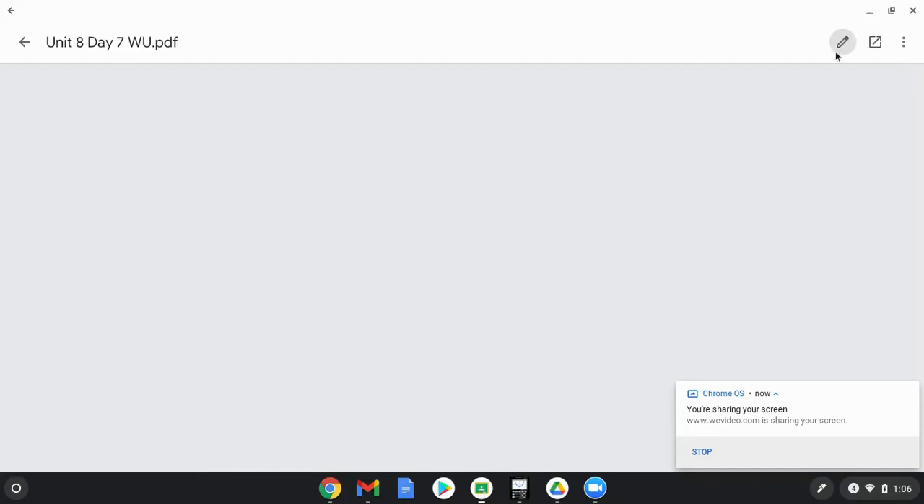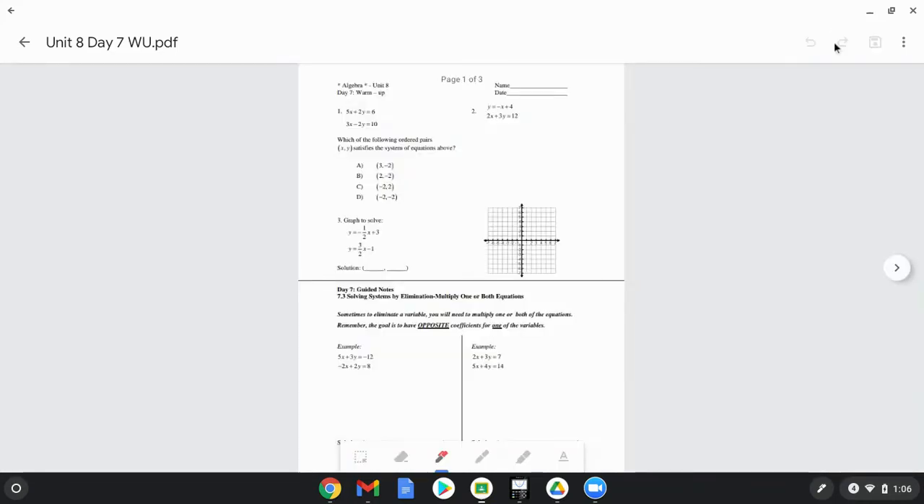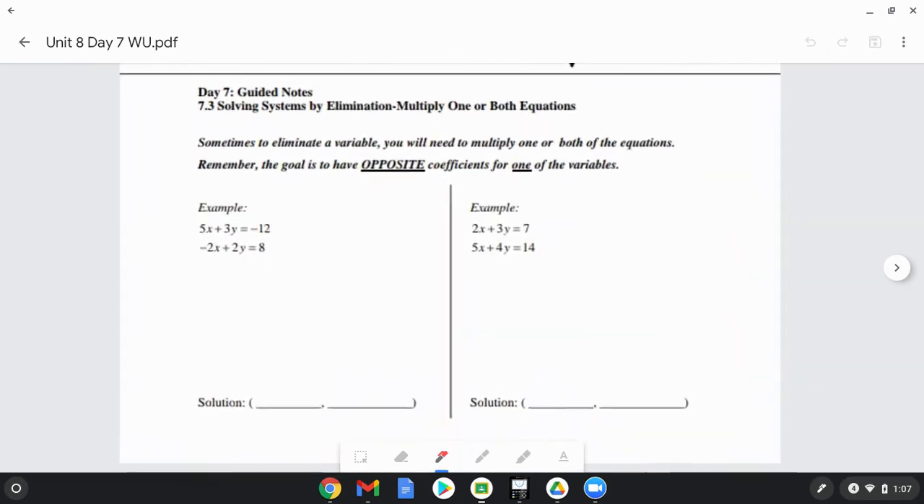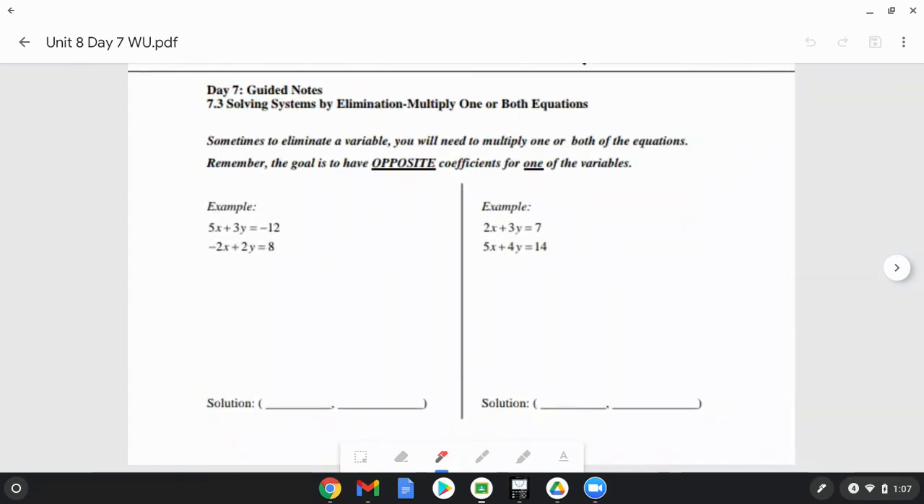All right, today we're on Unit 8, Day 7. This is where we're going to be solving by elimination, multiplying possibly one equation or two. Yesterday for Day 6 we multiplied one. Today we could multiply more than one, and I think we're adding special cases as well today. So those are the goals.